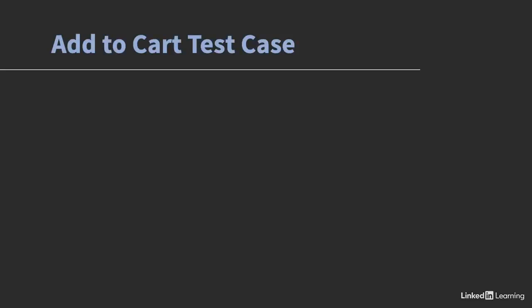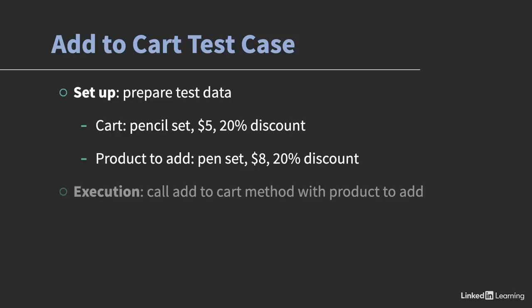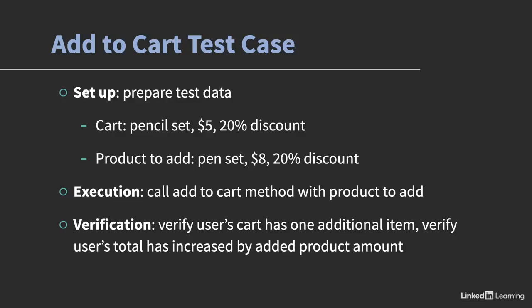Consider verifying Add to Cart functionality. We'd set up test cart data for the user's cart and for the product we want to add. To see if the functionality works, we'd execute the Add to Cart method and verify that the user's cart has one more item, along with the corresponding new cart total.